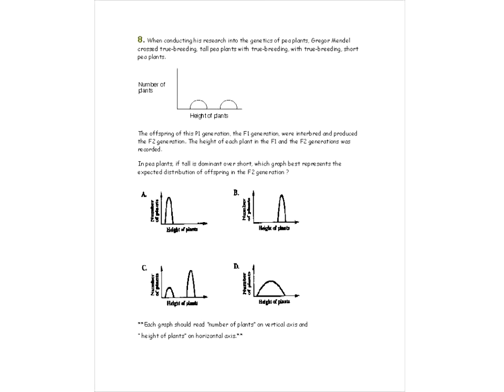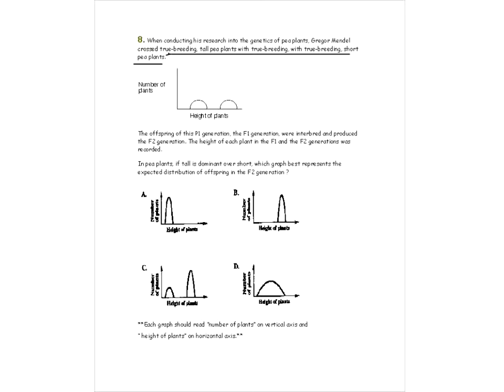So on to the next one. Next question says, when conducting his research into the genetics of pea plants, Gregor Mendel crossed true breeding tall pea plants with true breeding short pea plants, okay? We've got true breeding tall and true breeding short.